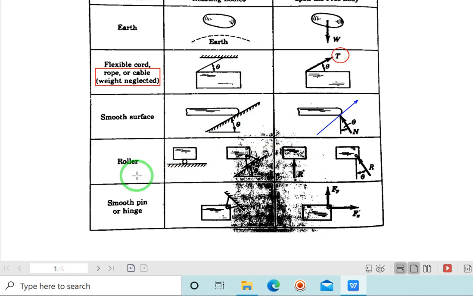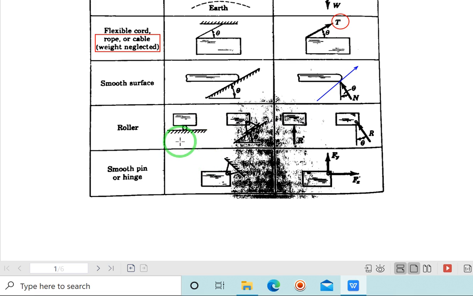Now we have this roller support. For roller support, your reaction is only one. That is always perpendicular to the surface of contact. So if your surface of contact is horizontal, meaning your reaction should be vertical. If that is inclined, let's say for example, this is your inclined surface of contact, then your reaction should be perpendicular to that incline.